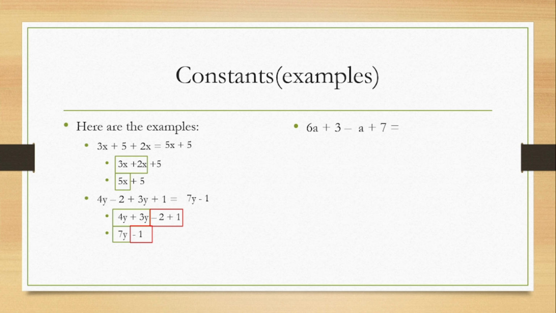So let's go for 3a plus 3 minus a plus 7. Same old, same old. We're going to collect our variables, 6a minus a, and then 3 plus 7, the same way as we did in our previous example. So 6a minus a is going to give us how much? It's going to give us 5a. And for plus 3 and plus 7, since they are positive, it's going to be plus 10, right? Then our final answer is going to be 5a plus 10, right?